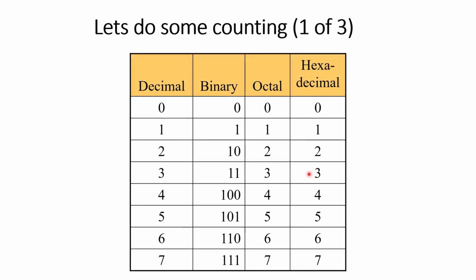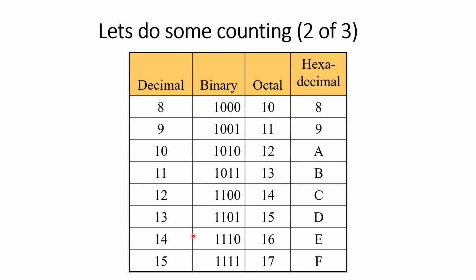Let's do some counting. Here all the zeros are the same, and then 1 is also the same. Then in decimal we write 2, but in binary we write 10, and in octal and hexadecimal we write 2 also. Then next, in decimal we write 8, in binary 100, in octal 10, and in hexadecimal 8.